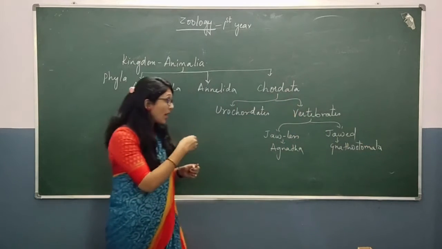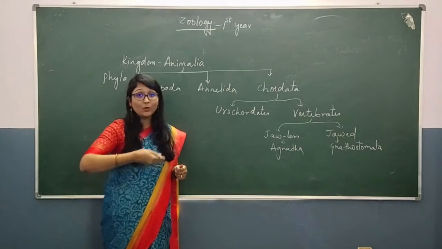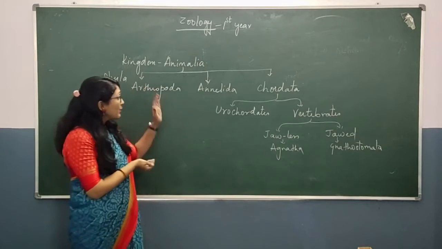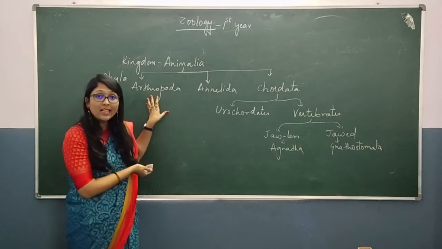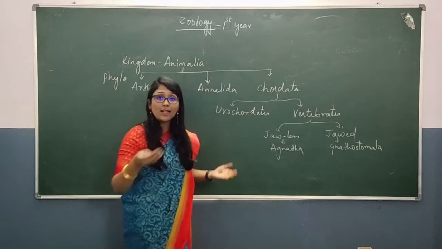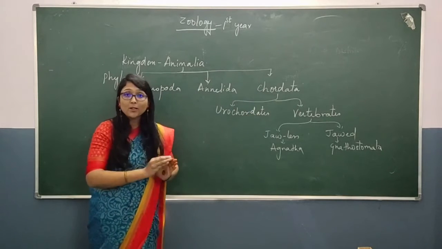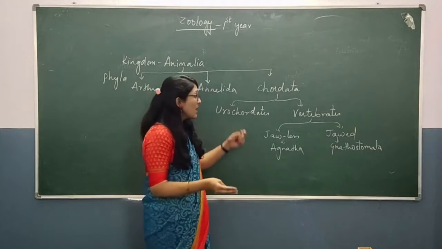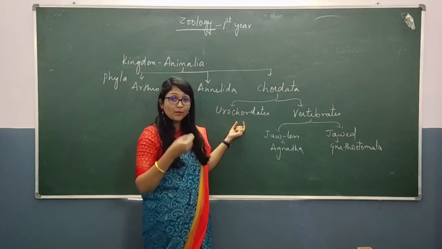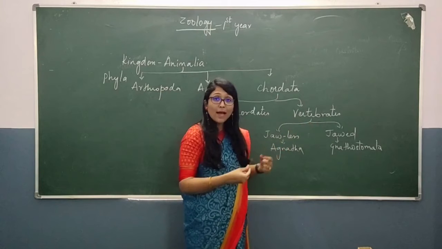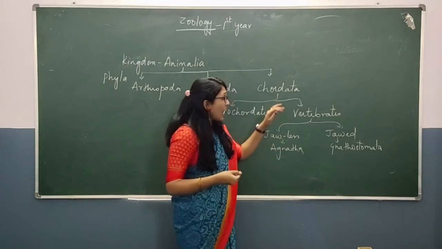Okay, I'm explaining why there was a need to further classify the animals. From here, if you see, arthropods, insects, worms and organisms with a backbone are called animals, but all of them are not the same. The chordates also, all chordates are not the same. Few of them have a rod-like backbone, few of them have a backbone in the form of units.